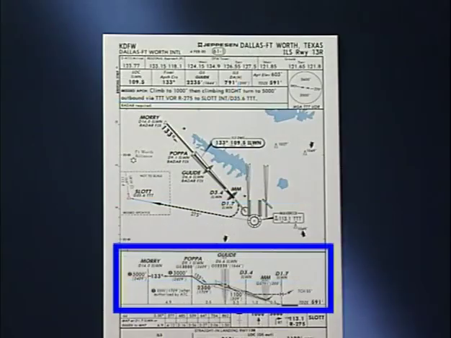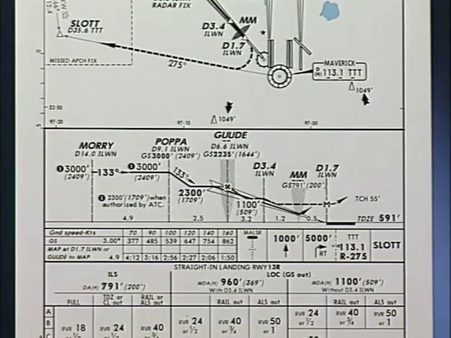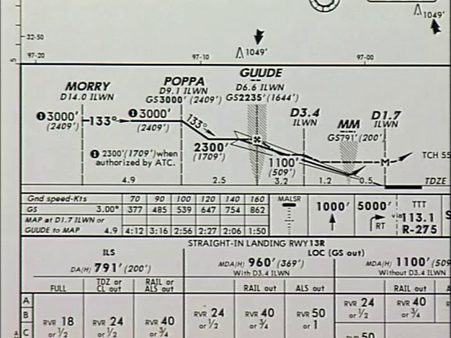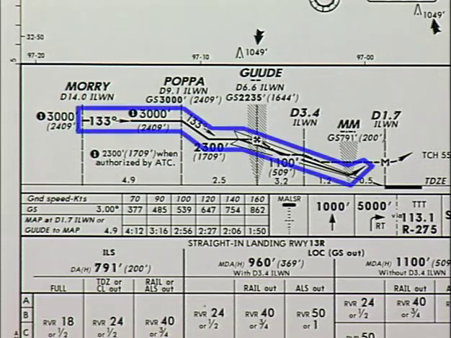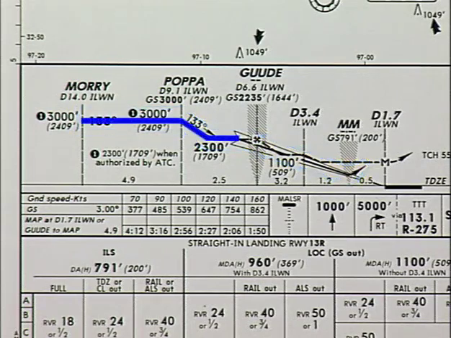The profile section of the chart is a side view of the procedure, but unlike the plan view, is not drawn to scale. This view depicts the altitudes, fixes, distances, and magnetic courses to be flown. The dominant feature of the profile section is the heavy solid line representing the flight path. Before glide slope interception, this line represents the flight path for both the precision ILS and non-precision localizer approach.